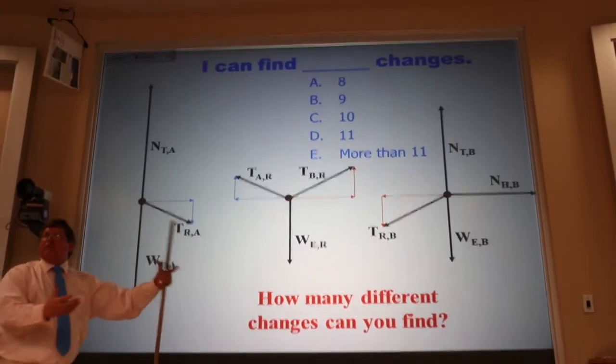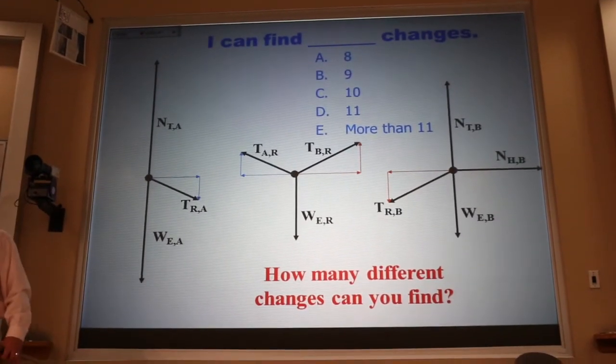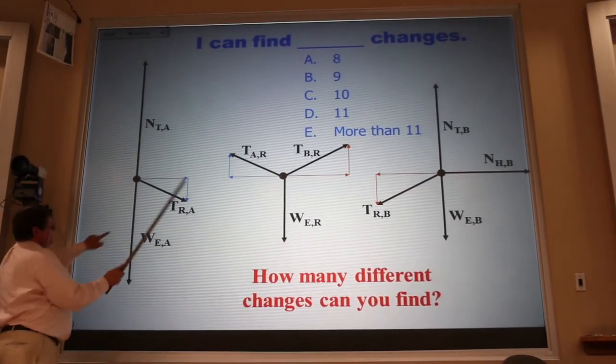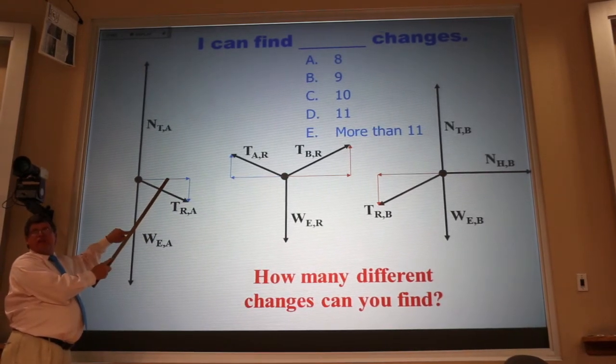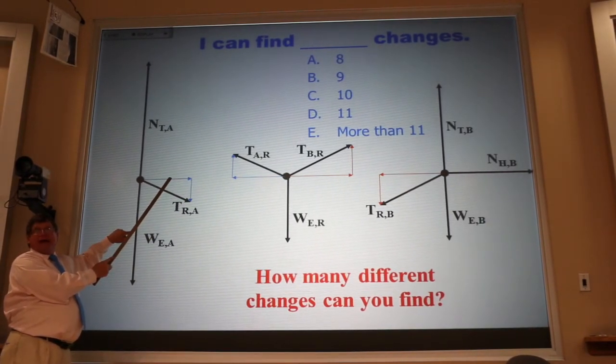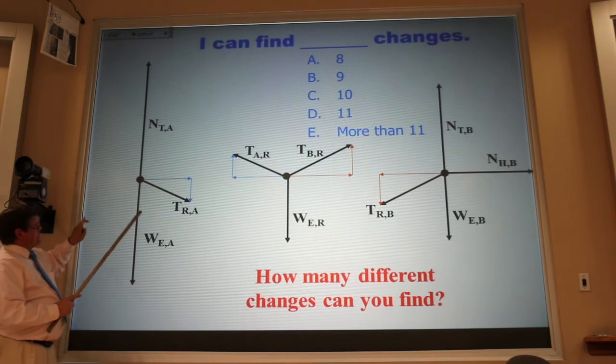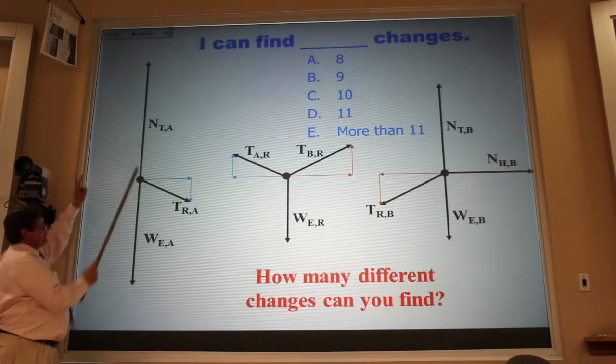When I add up all the forces, what doesn't cancel? Well, this cancels these two. That's what's left over. That's the net. It cannot change. Okay? Does that make sense? Now, so we've only got 2. We've got this one and this one, 2.